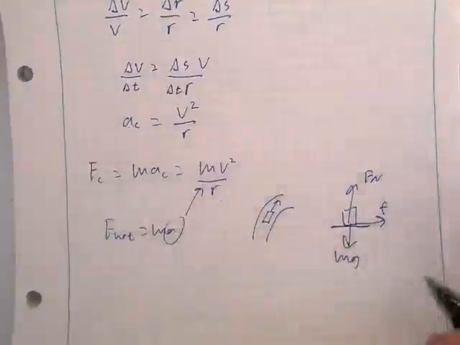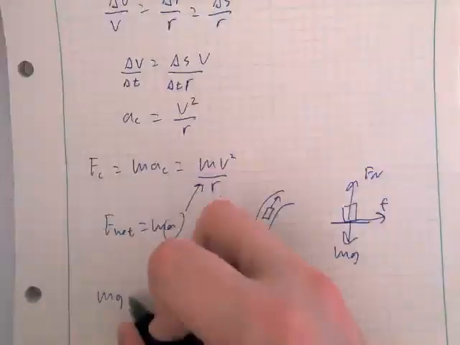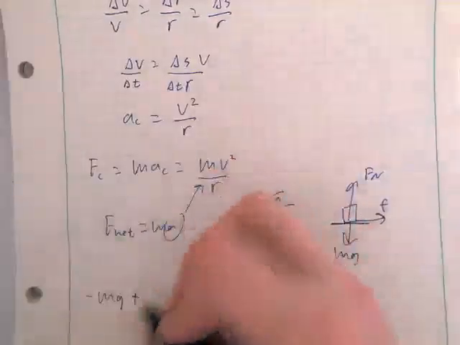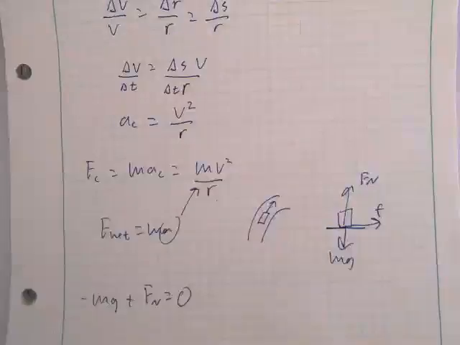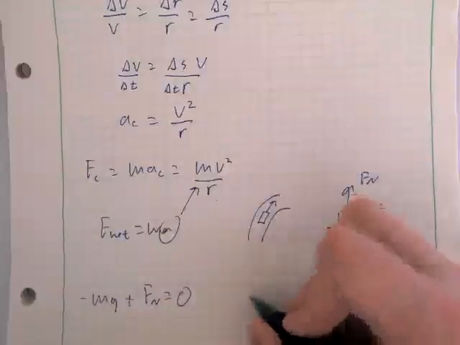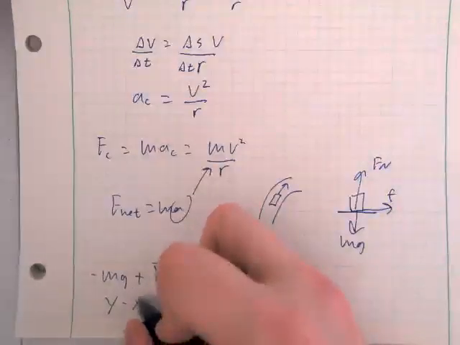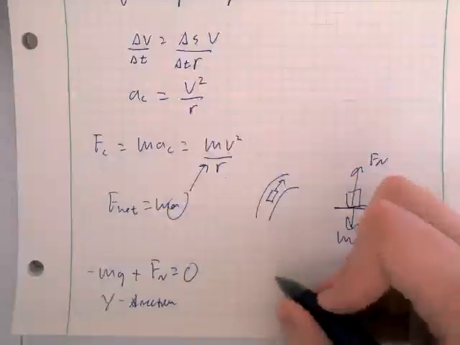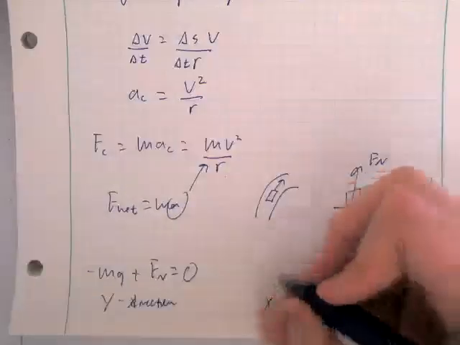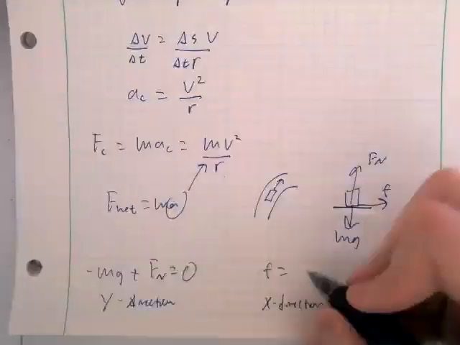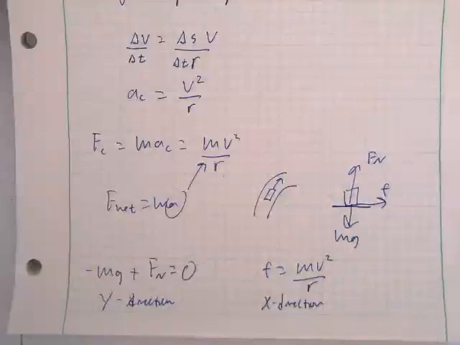For the y direction, I have minus mg, since down is the negative direction, plus the normal force. This is equal to 0, since I'm not accelerating in the y direction. And then for the x direction, what would we have? We would say the frictional force is equal to mv squared over r.